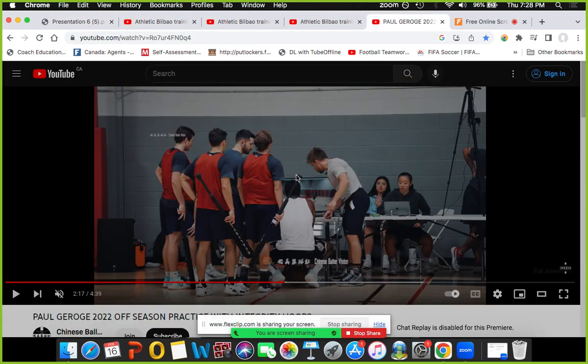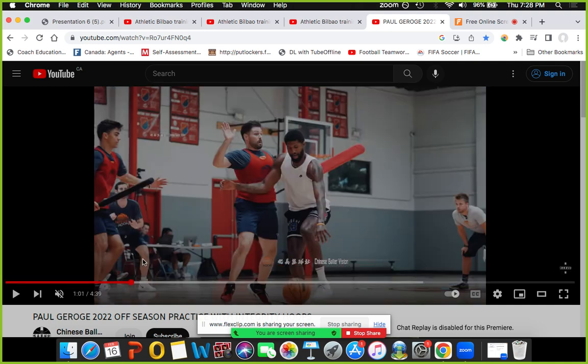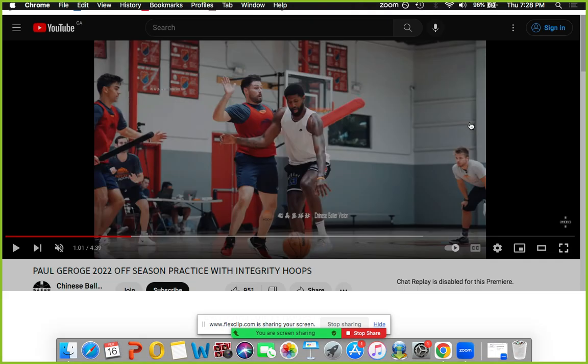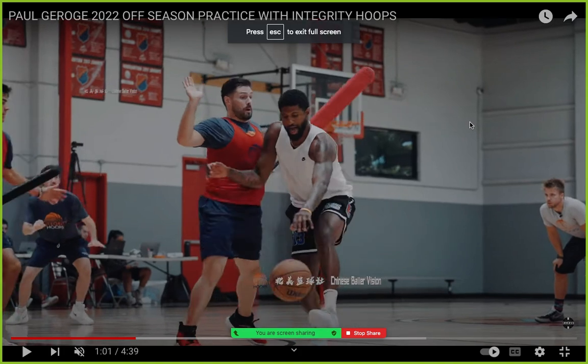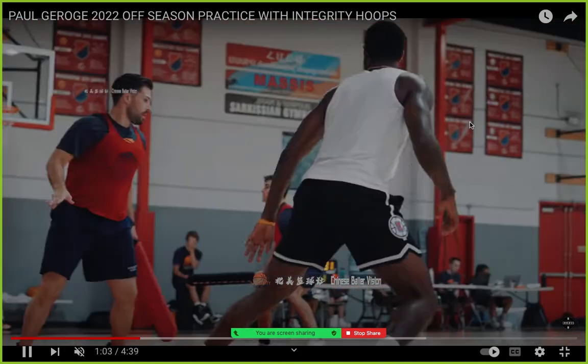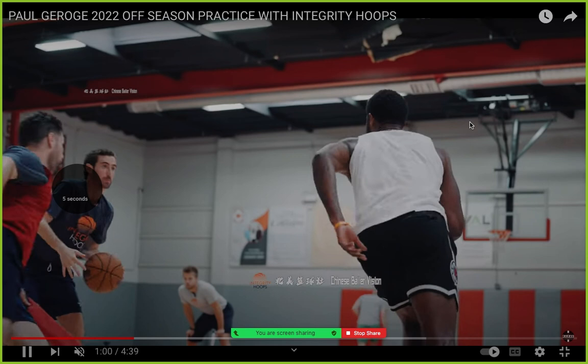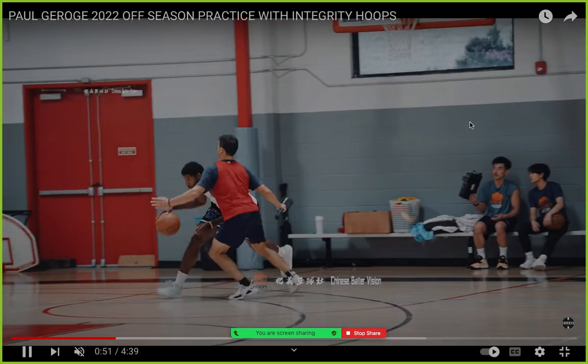And here we look at an example of Paul George in his training in the offseason. I think this is a great illustration of how basketball players are training in the offseason to get better in actual in-game scenarios. So as we can see here, let me just go back to how the play starts here.